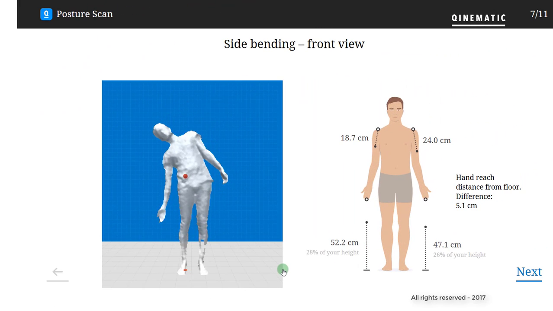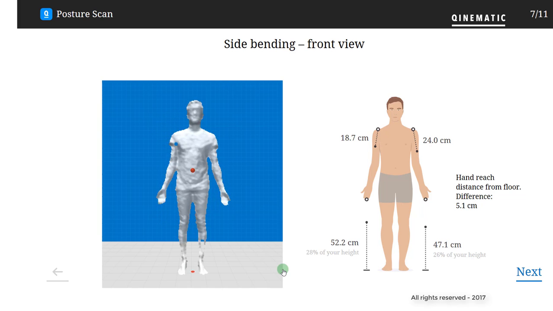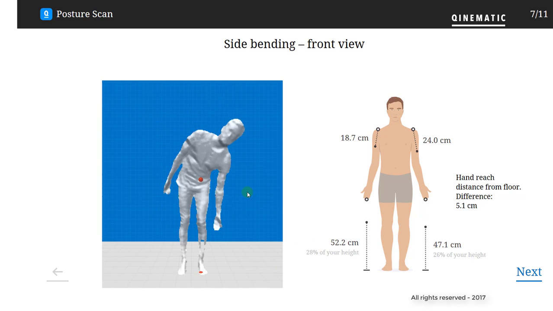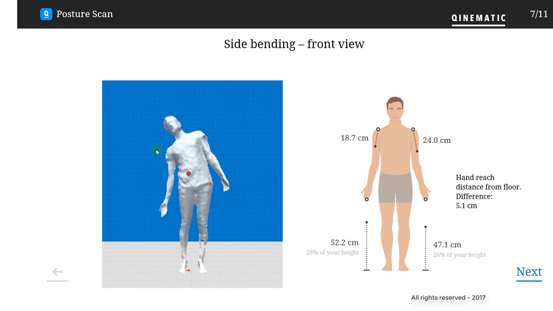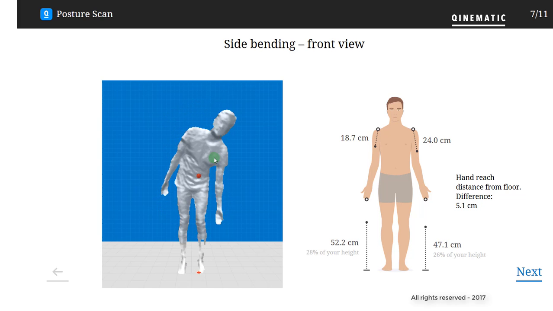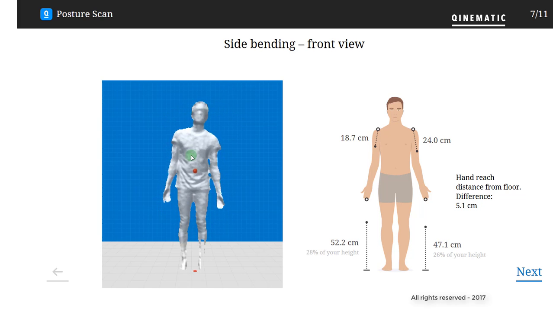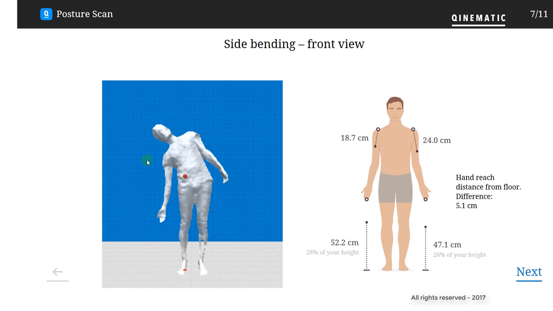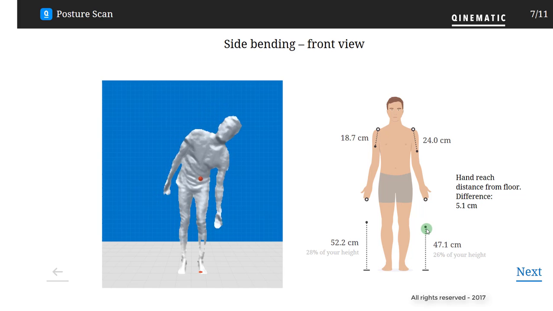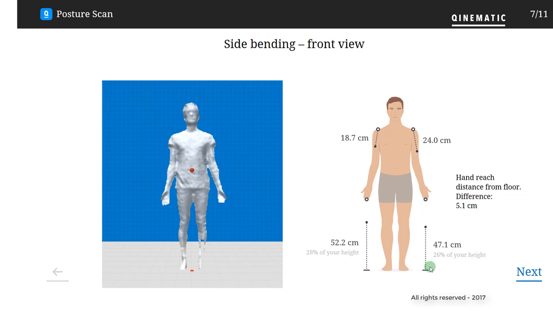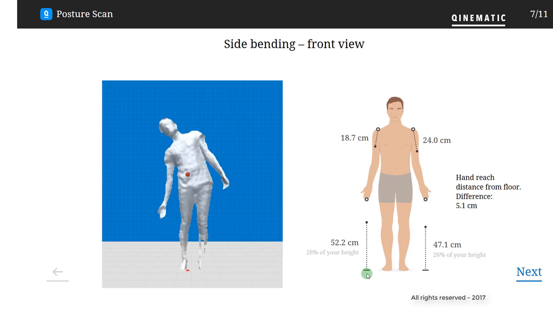This individual bends far more to the left than they do to the right, and it appears because they go into flexion to the left and extension to the right. Flexion typically allows more lateral flexion and extension less, just because of the shape of the joints in the lumbar spine. The distance reached is more, so it comes to 47 centimeters above the ground compared to 52.